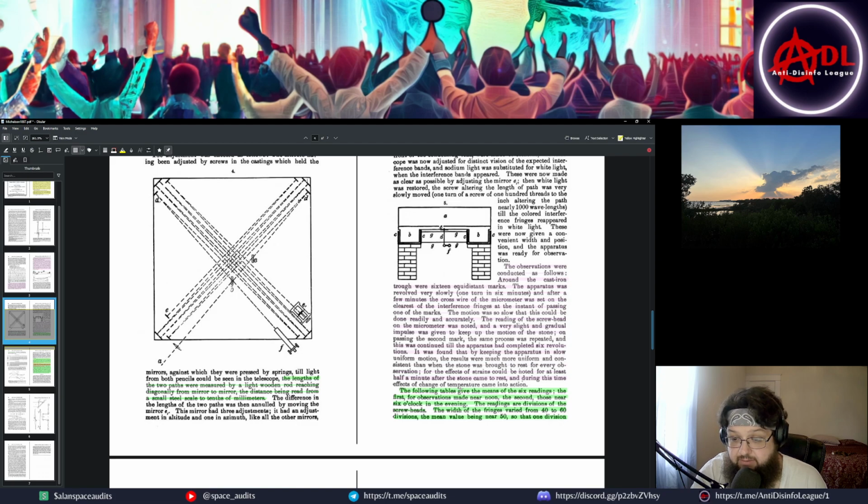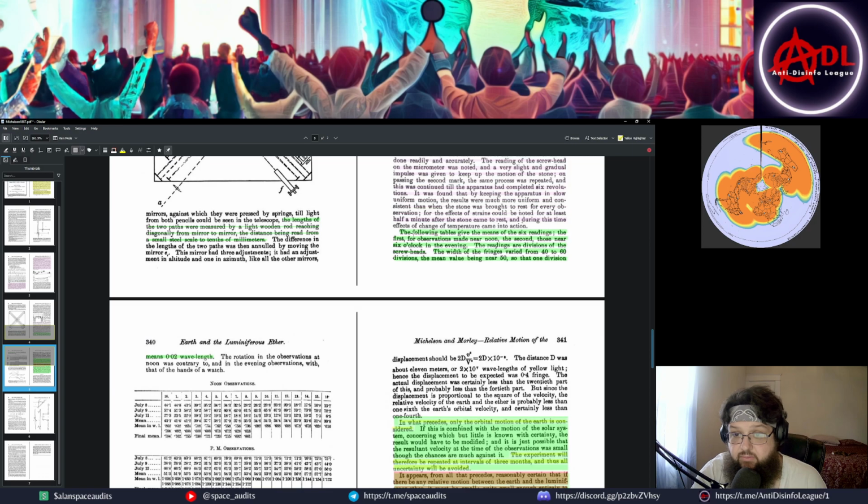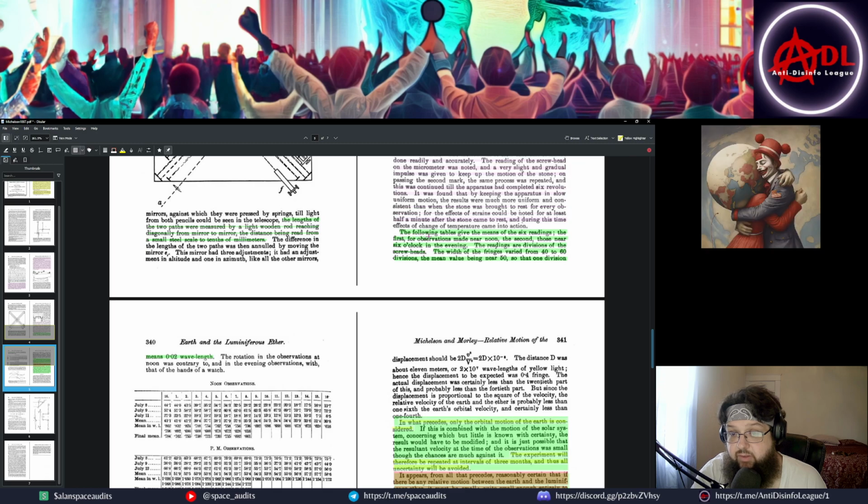The following tables give the means of the 6 readings, and this just goes into the data sets. So we'll read this out. The following table gives the means of the 6 readings, the first for the observations made near noon, the second those made near 6 o'clock in the evening.